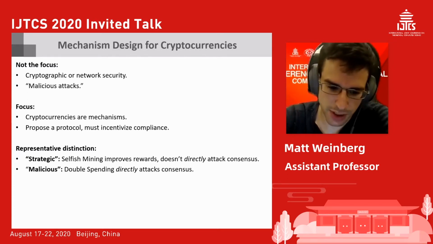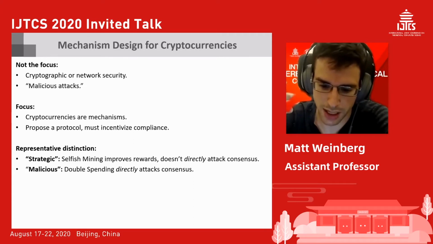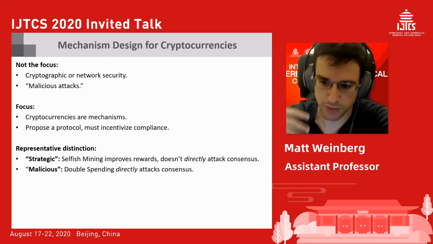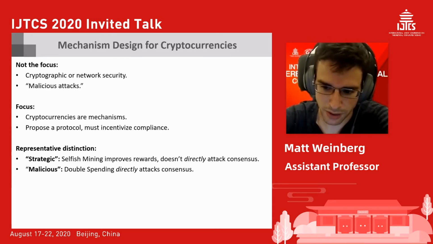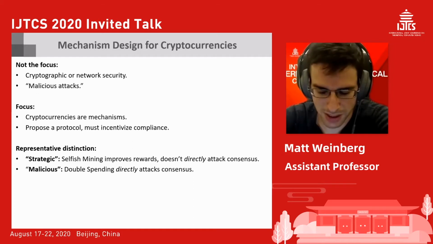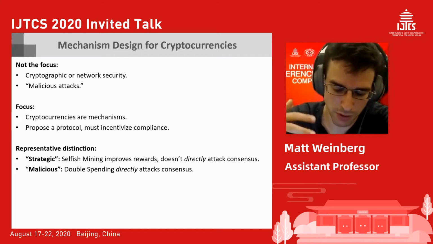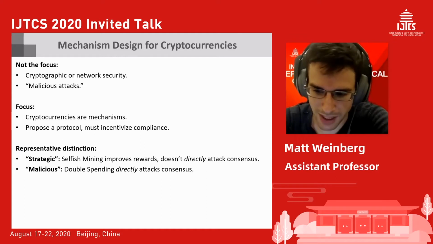And I want to distinguish that from something like double spending. Double spending, I would say, is a malicious attack. It's directly attacking consensus. If you have a cryptocurrency where everyone is regularly double spending, that is not a functional cryptocurrency. Whereas you can have a functional cryptocurrency where there is selfish mining, just the incentives will be misaligned, and you may have people deviating from the protocol. It may cause a long-term problem. So I want to make that distinction.